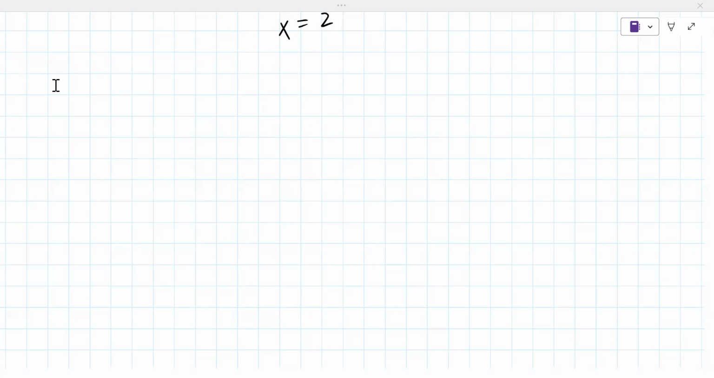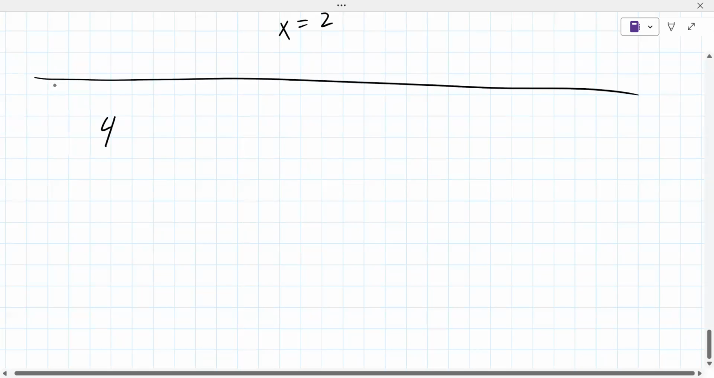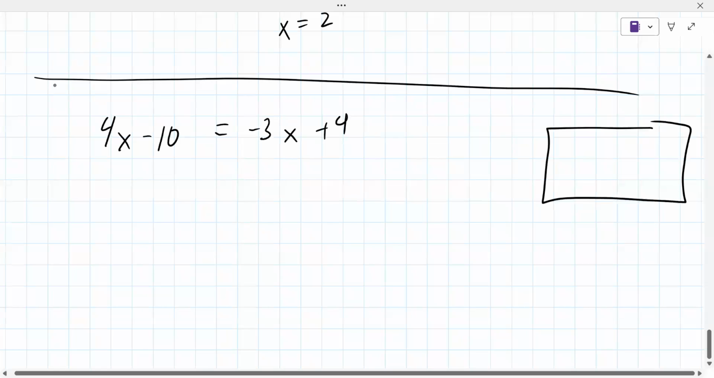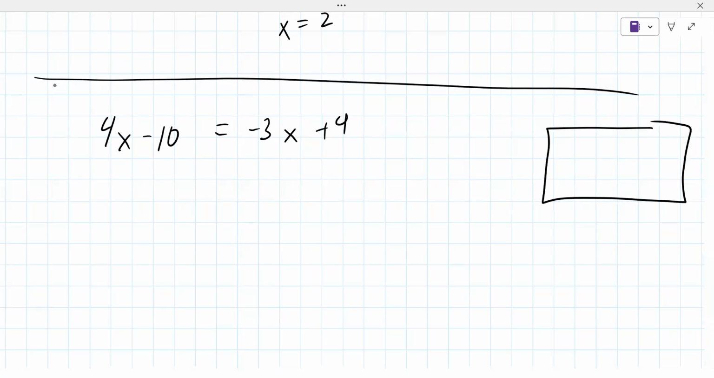So here's one more for you, Sourish. 4x minus 10 equals minus 3x plus 4. However long it takes you to solve this, that'll be our last question of the day. So go ahead and give that a shot, please.